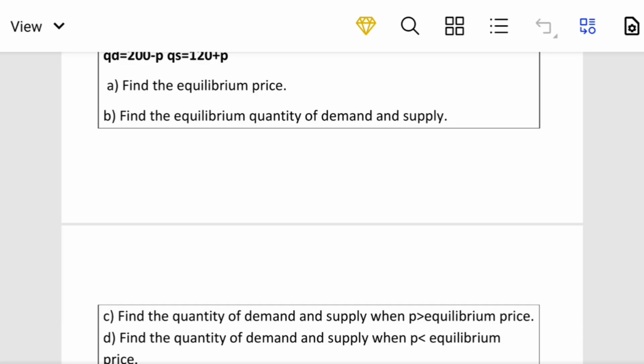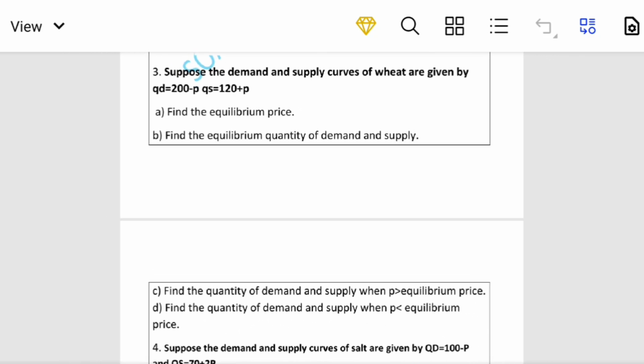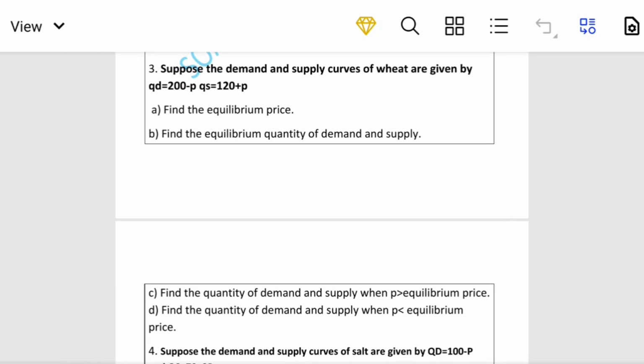If we make a proper solution for this, definitely we are going to get the 6 marks. In the examination they are not going to ask QD equals 200 minus P, QS equals 120 plus P. They are going to change the numbers. For example, they may ask QD equals 150 minus P, QS equals 80 plus P. They are going to change the numbers, but the problem remains the same.